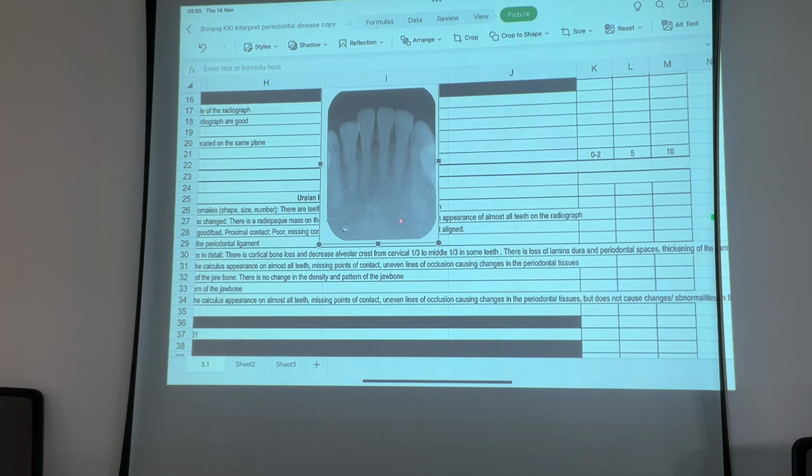So that's why that makes the periodontal tissues decrease. Yeah. Because the condition of the teeth, which is the proximal contact and occlusal line, are not good.